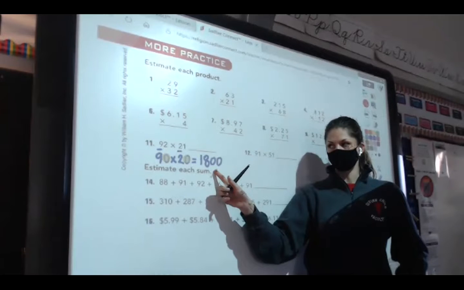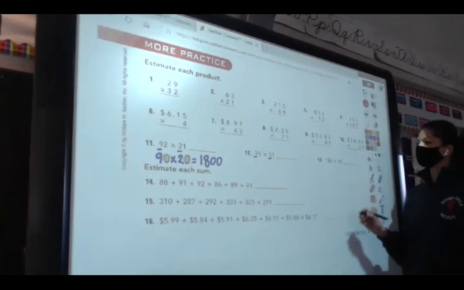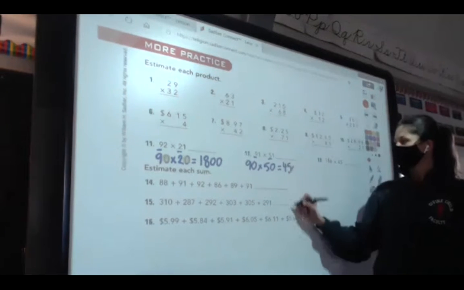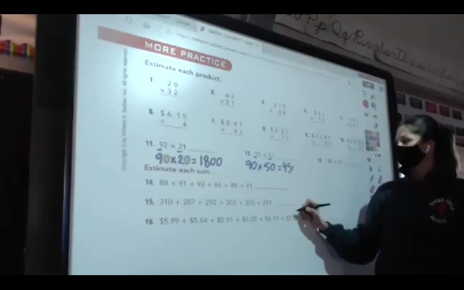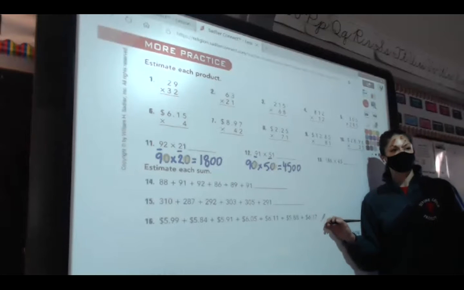Let's look next door. Underline the greatest place value. That's a 9 and a 5. What would 91 round to, class? 90. And what would 51 round to? 50. Okay, what's the fast fact? 9 times 5. What's 9 times 5? 45. And how many zeros, how many powers of 10? One there, one there. 2 additional powers of 10 on the back, which caused it to be 4,500. Good.